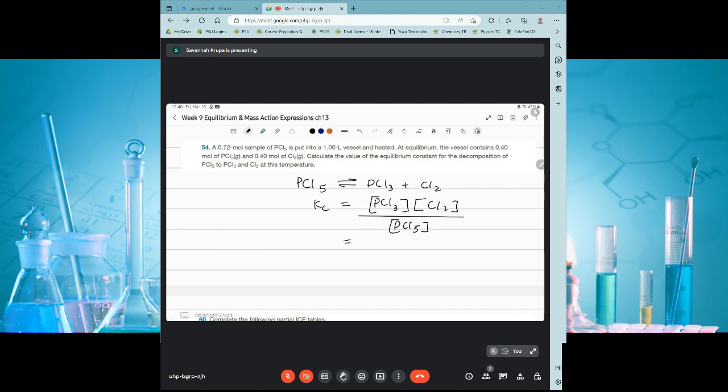So for the PCl3, it says we had 0.4 moles, and then for the Cl2 we have the 0.4 as well. But for PCl5, it's actually not just straight up the 0.72, because we started with 0.4 moles of the other things in the vessel. So we actually have to subtract that because we don't have that completely. And so now we can solve that out, and that will give us a value of 0.5 for the Kc value.